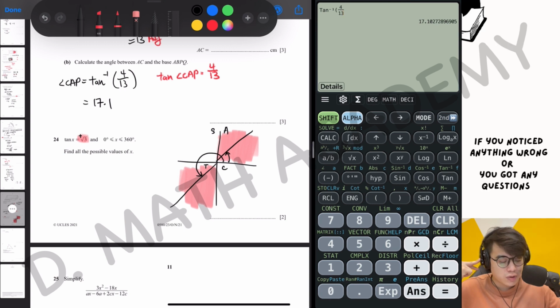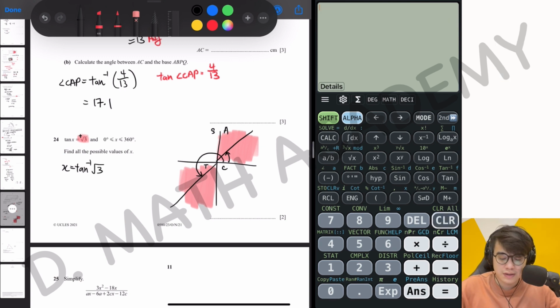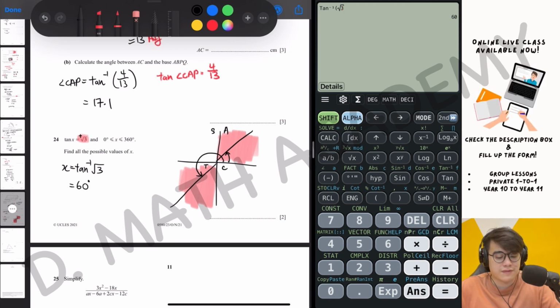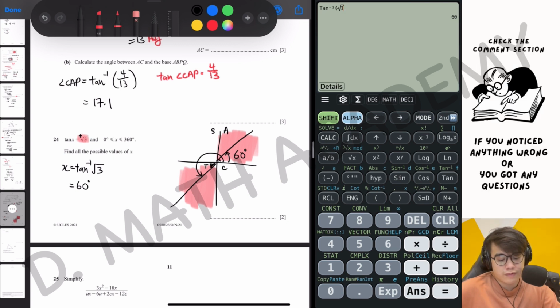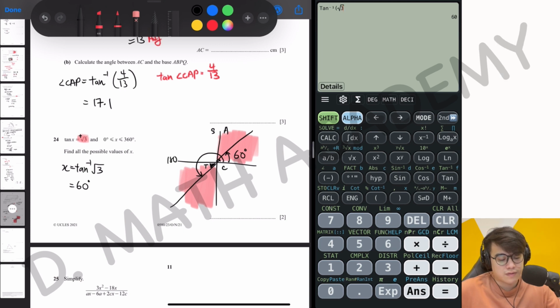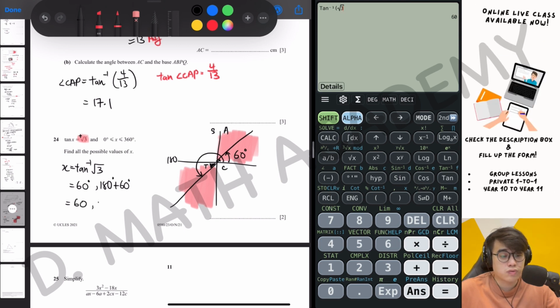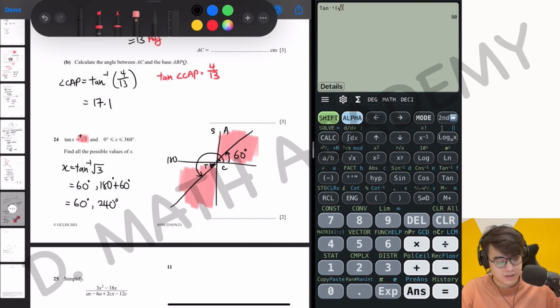Okay, so x will be tangent inverse of square root 3. By keying this, you get your result as 60. Okay, this 60 is for this information here. And to get the answer in the third quadrant, kindly take note this 60 will be reflected over here, which means from 180, it will go through another 60 degrees. So your final answer will be this and 240 at the end. That's how you identify your results here.